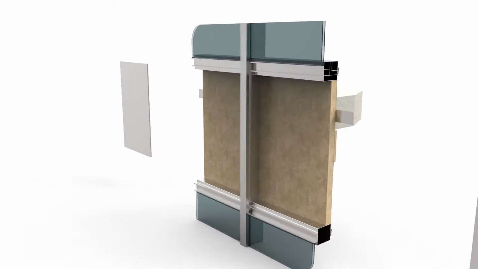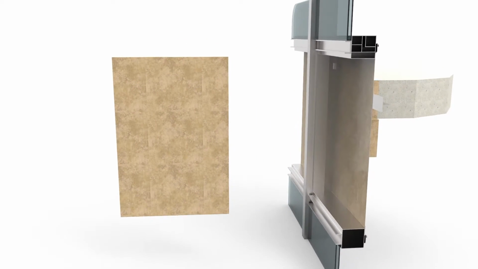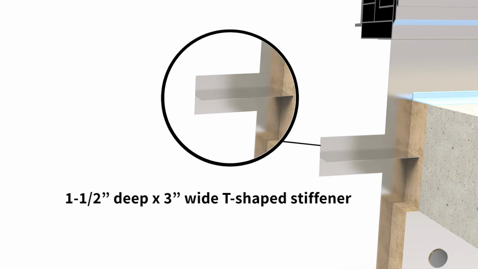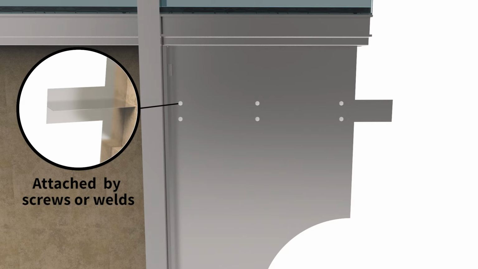This system uses minimum 2-inch thick mineral wool affixed to the steel pan with weld pins. The stiffener channel consists of 1.5-inch deep by 3-inch wide T-shaped stiffener that is attached to the interior surface of the steel backpan by screws or welds.